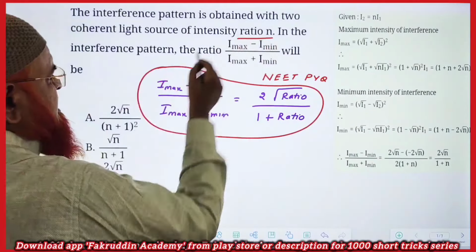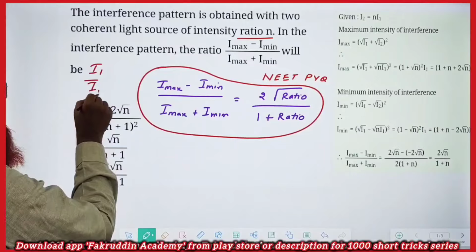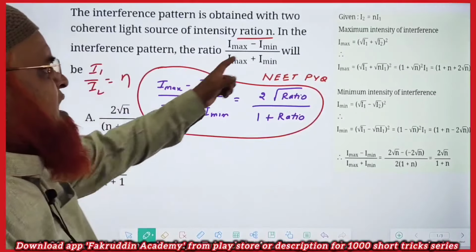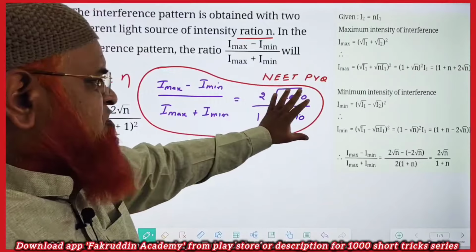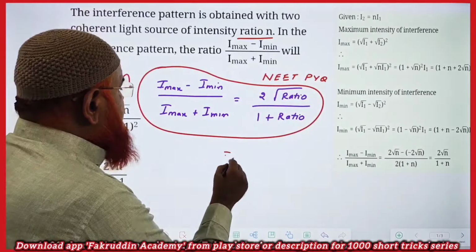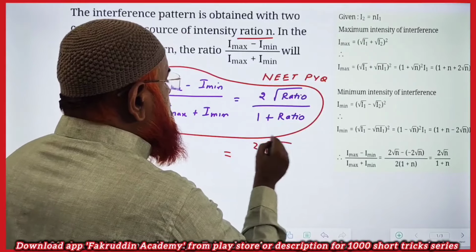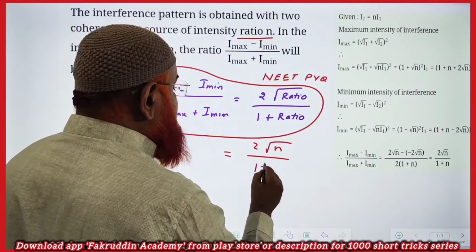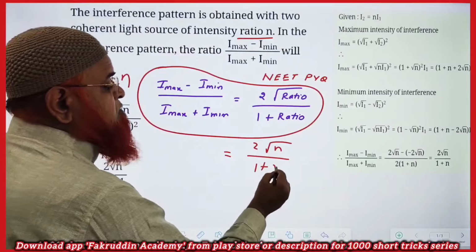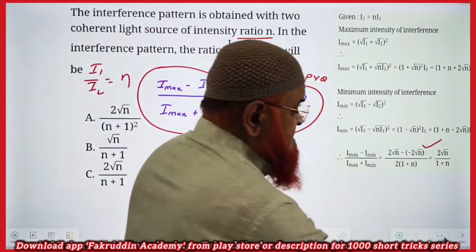यहां पर इंटेंसिटी रेशियो दे दिया. इंटेंसिटी रेशियो मतलब I1 by I2 इज इक्वल टू n दे दिया. तो हमारा मैजिकल शॉर्टकट फॉर्मूला यही है. अगर रेशियो n है तो आंसर होगा 2√n बाय 1+n, आपका आंसर रेडी.